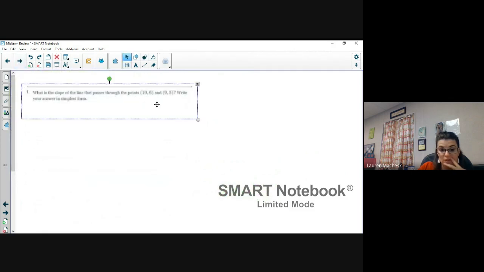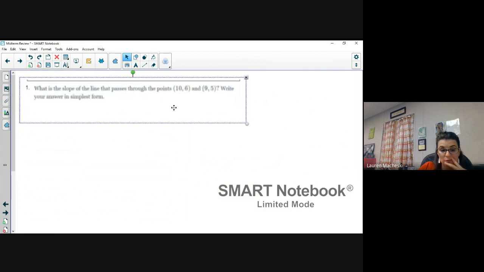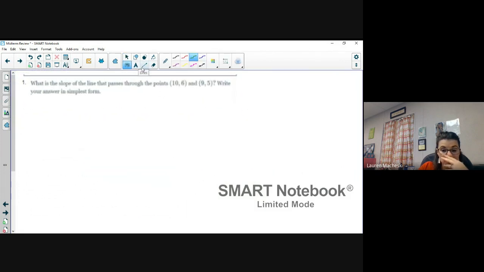All right, now we're going to move on to some slope stuff. Make sure we remember all of this. What is the slope of the line that passes through these 2 points? Write your answer in simplest form.